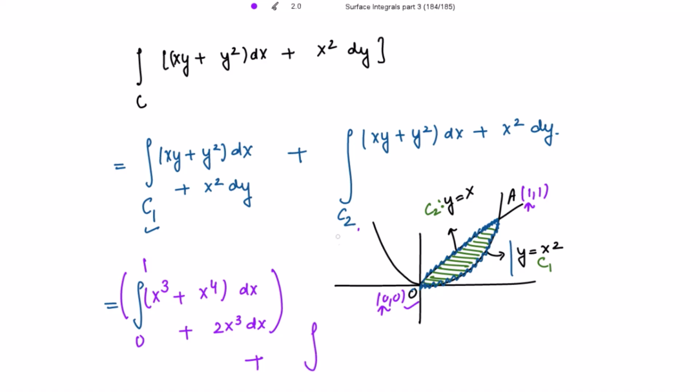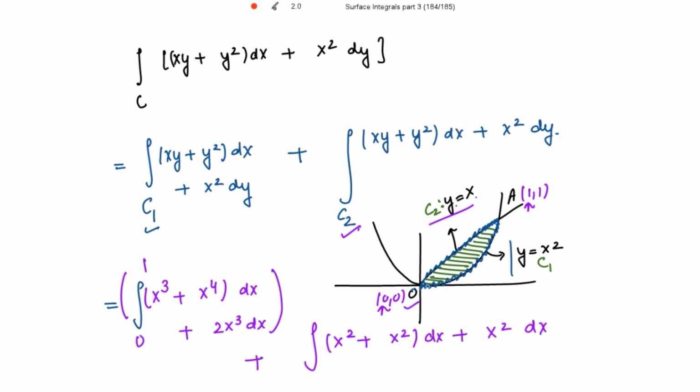For the second integrand, we are having C2 to be y equal to x. So replacing y with x here, x into y becomes x into x, this is x square, plus y square becomes x square dx, plus x square writing as it is, and dy becomes dx, because y is equal to x. So writing here dx. And now writing the limits.